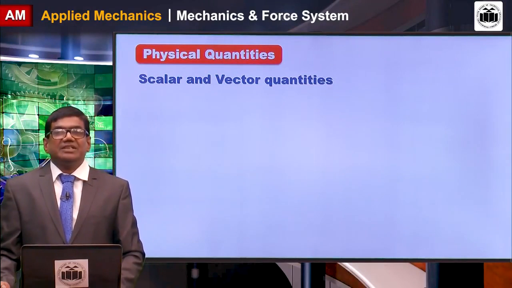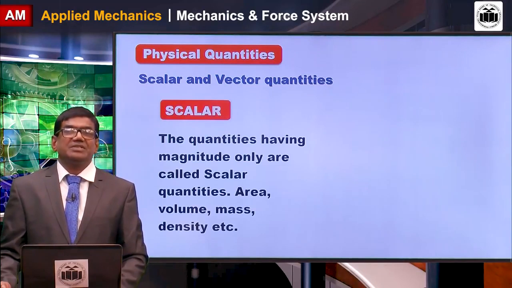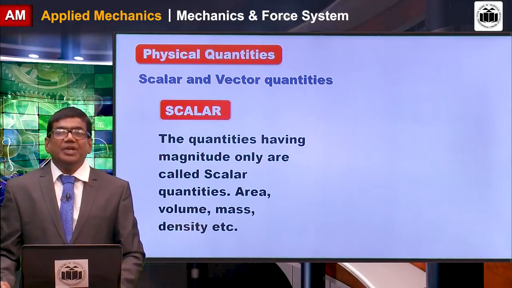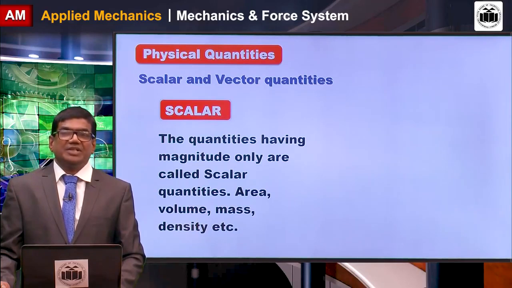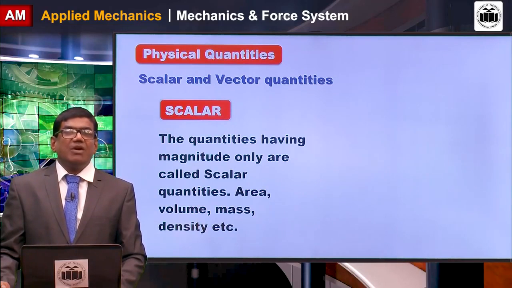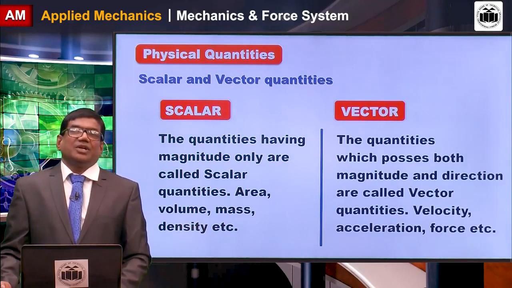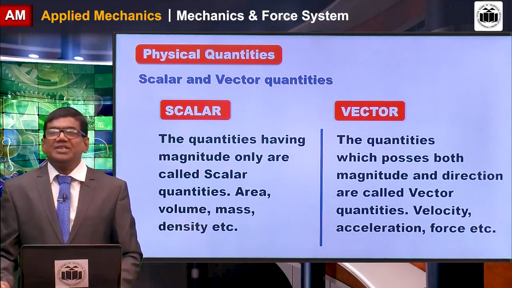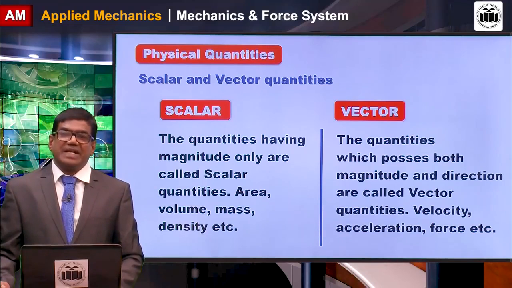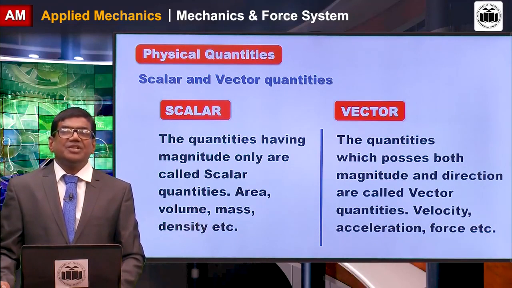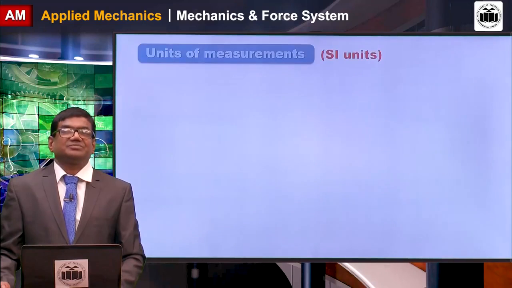Scalar and vector, these are the two types of physical quantities. Scalar: the quantities having magnitude only are called scalar quantities. Example: area, volume, mass, length, density, etc. Vector quantities: the quantities which possess both magnitude and direction are called vector quantities. Example: acceleration, velocity, force, etc.